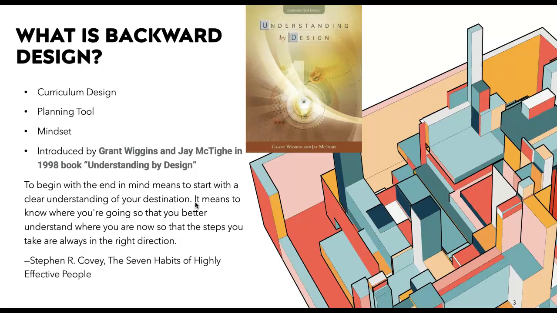In this great book, Understanding by Design, Wiggins and McTighe make sure to explain that this is truly a mindset, and they begin their prologue with this quote from Mr. Covey from The 7 Habits of Highly Effective People. To begin with the end in mind means to start with a clear understanding of your destination, and means to know where you're going so that you better understand where you are now, so that the steps you take are always in the right direction.